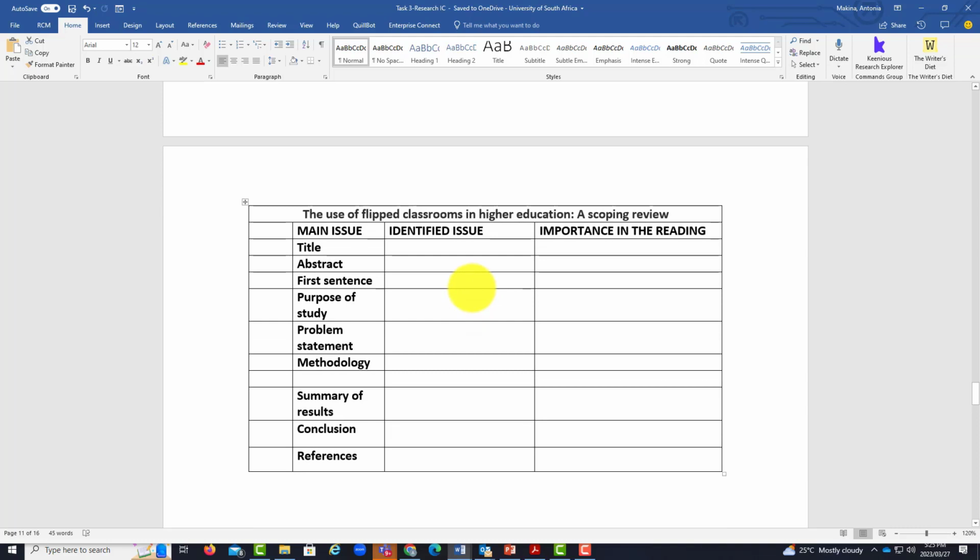The use of a flipped classroom in higher education. Scoping review is the title of an article that I chose in my last discussion. If I had chosen that article, what I'll do is look at the main issues there and say, what are the identified issues? What's the importance in the reading? And you look at every aspect of the main issues. That is the title, abstract, first sentence, purpose of study, problem statement, methodology, summary of results, conclusions, and references.